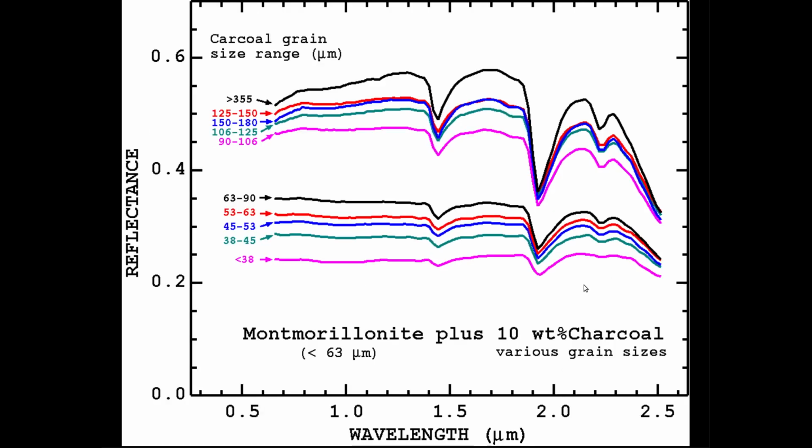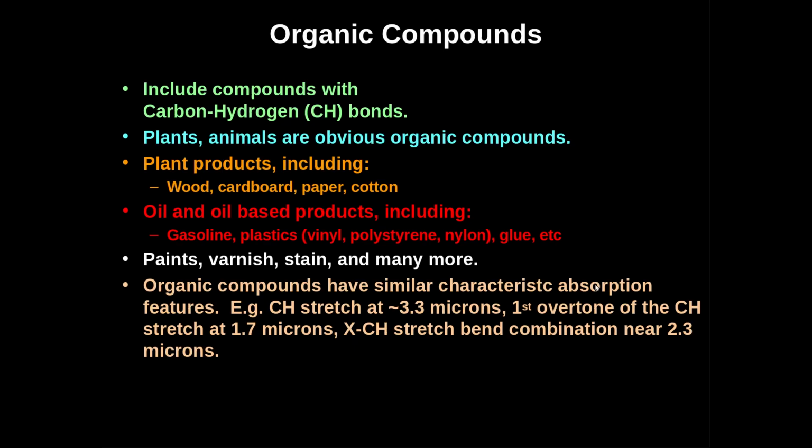Same with keeping the abundance constant and changing the grain size. We see changes in reflectance level and changes in band depth, but the absorption bands stay the same shape, and we can identify montmorillonite in all of these spectra.